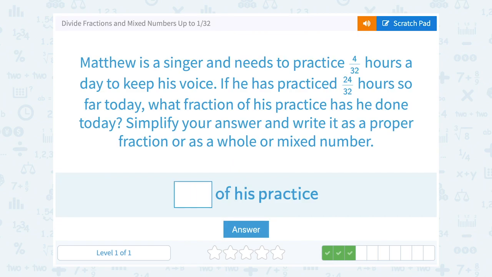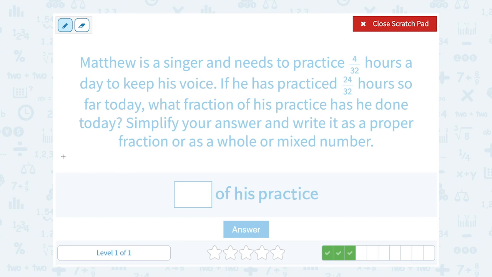Matthew is a singer and needs to practice 4/32 hours a day to keep his voice. If he's practiced 24/32 hours so far today, what fraction of his practice has he done? Okay, well, so far he's practiced 24/32 hours. If we divide that by how much he's supposed to practice every day, we'll know what fraction of his practice is complete. So let's divide that by 4/32.